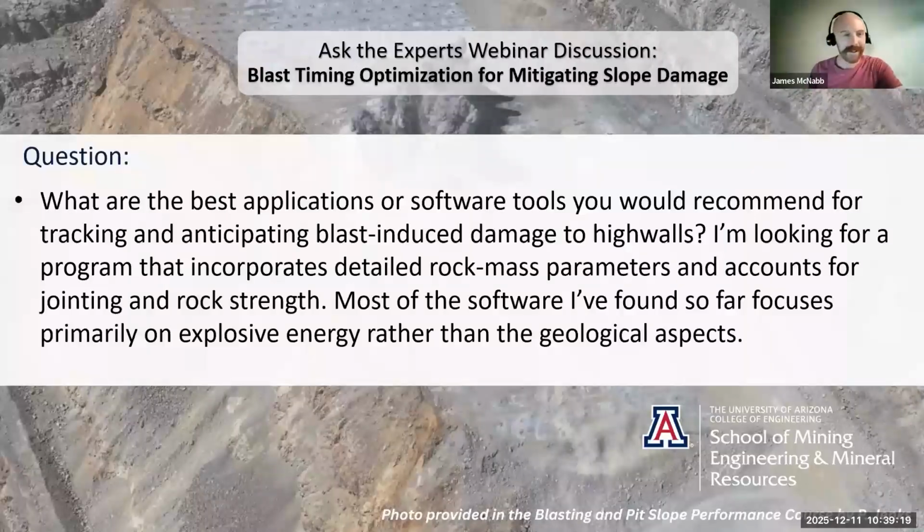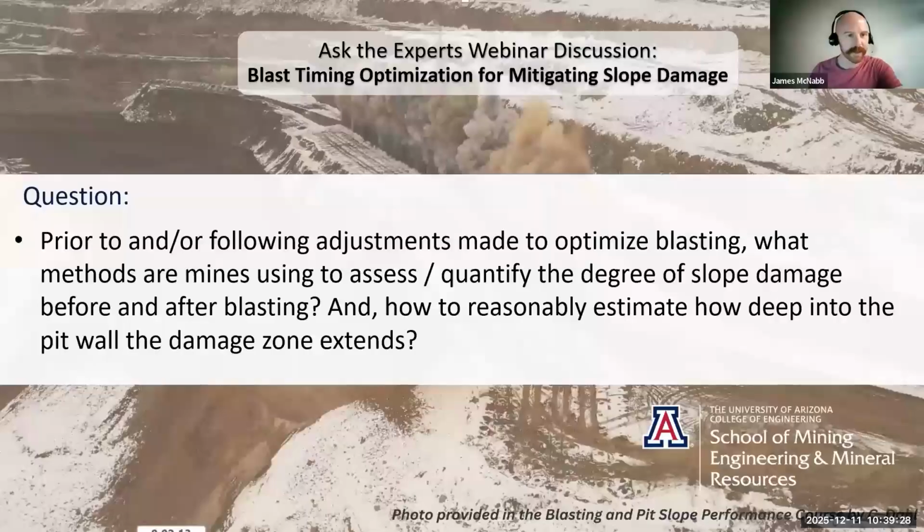All right, great. You know what? I've actually got a pretty good follow-up question here. Prior to and/or following adjustments made to optimize blasting, what methods are mines using to assess and quantify the degree of slope damage before and after blasting, and how do you reasonably estimate how deep into the pit wall the damage zone extends? So, how are we assessing that performance?